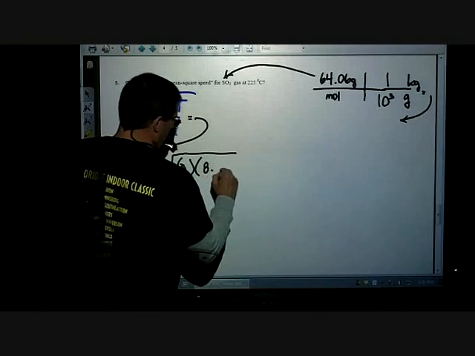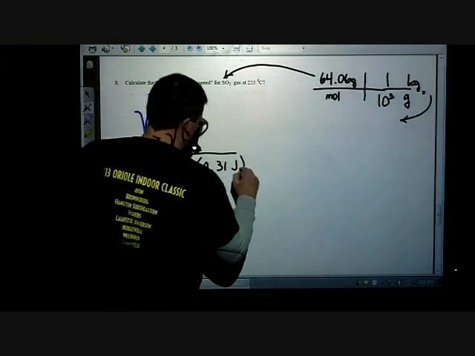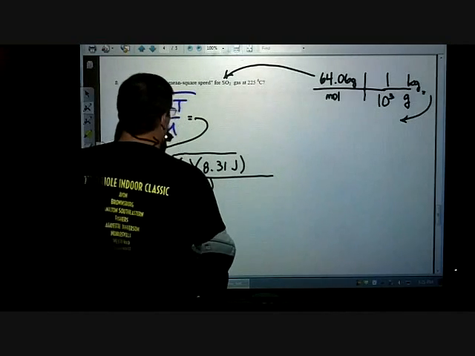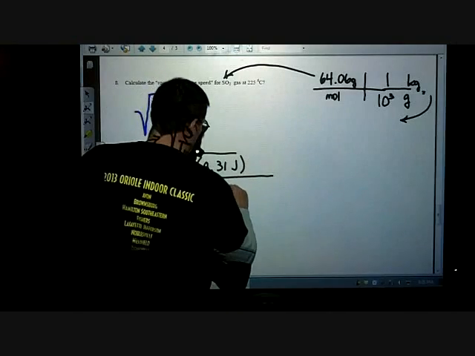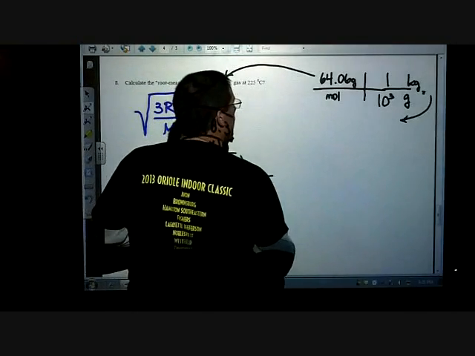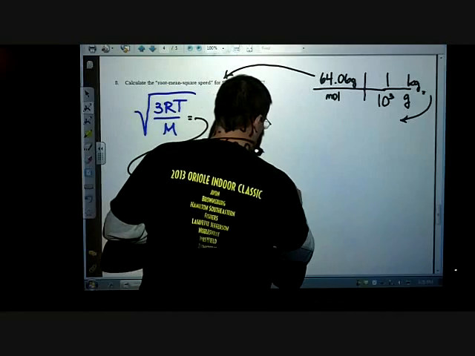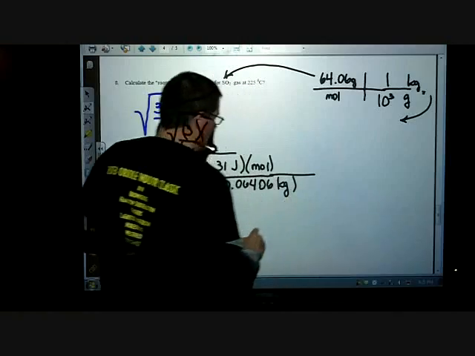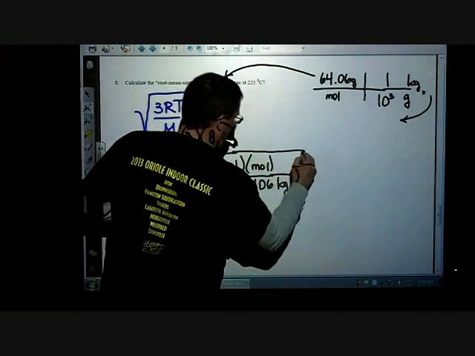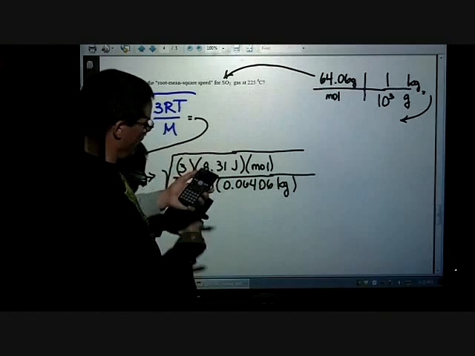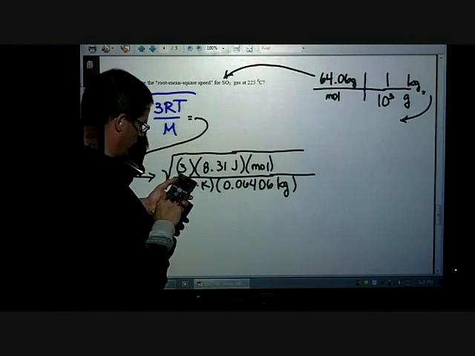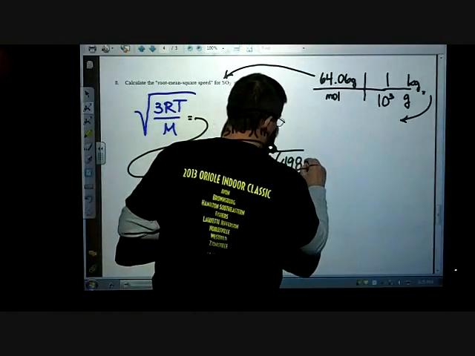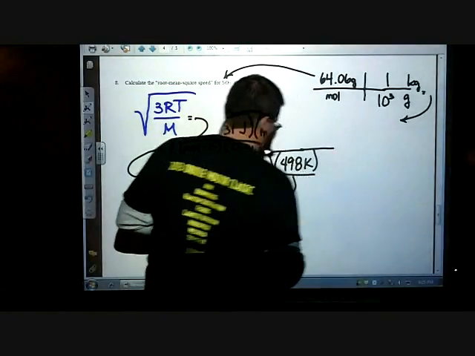Let me put the R in here, so 8.31 joule mole Kelvin. And our molar mass, which is 0.06406 kilograms per mole. And again, try to use only one division line there. And the temperature on top, we have 225, so 225 plus 273 is 498 Kelvin. Okay. All right.